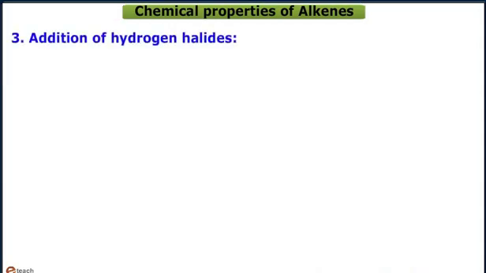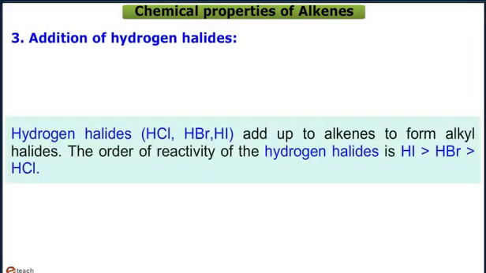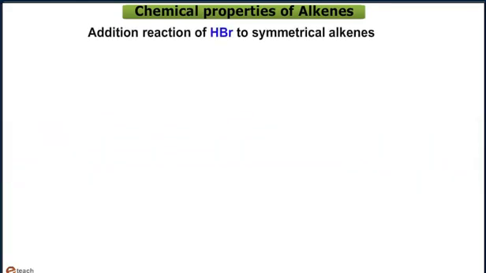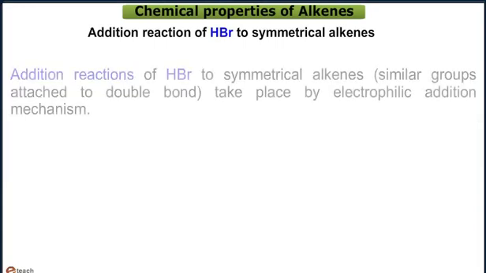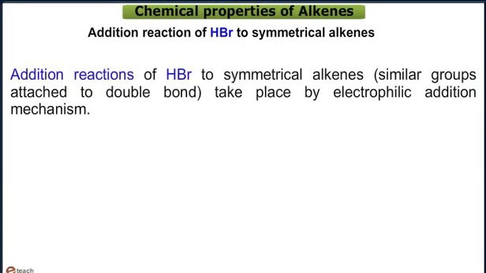The third reaction is addition of hydrogen halides. Hydrogen halides, that is HCl, HBr, HI, add up to alkenes to form alkyl halides. The order of reactivity of the hydrogen halides is HI greater than HBr greater than HCl. Addition reaction of HBr to symmetrical alkenes. Addition reactions of HBr to symmetrical alkenes take place by electrophilic addition mechanism.